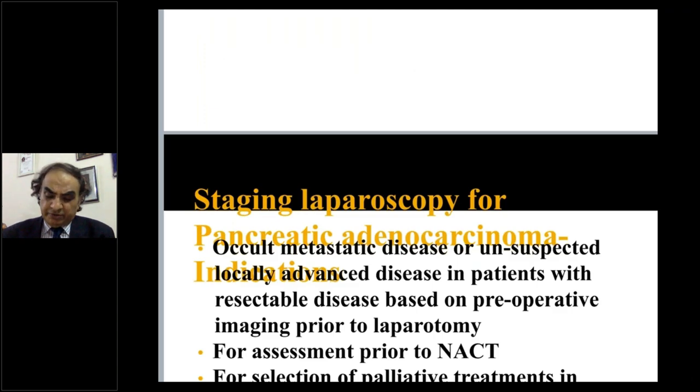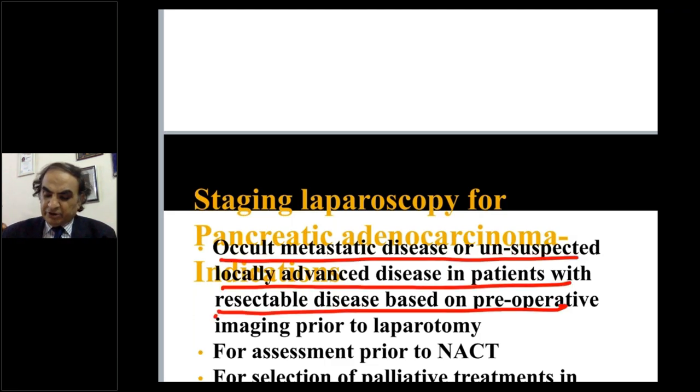Now, taking one by one, the important ones. Pancreatic adenocarcinoma, especially to look out whether it is resectable or not. The occult metastatic disease or unsuspected locally advanced disease in patients with resectable disease based on the preoperative imaging prior to laparotomy. For assessment, also if the patient has been put on neoadjuvant chemotherapy, these are the indications.